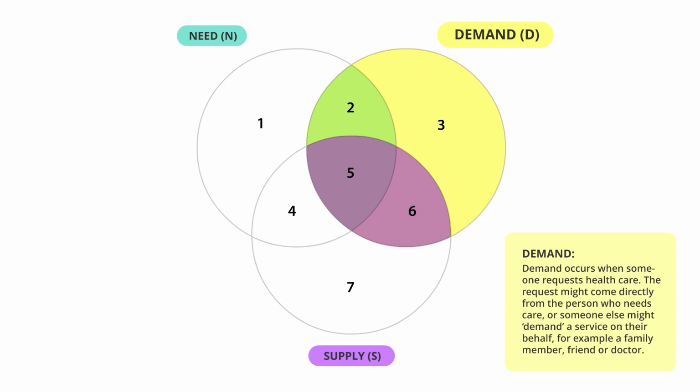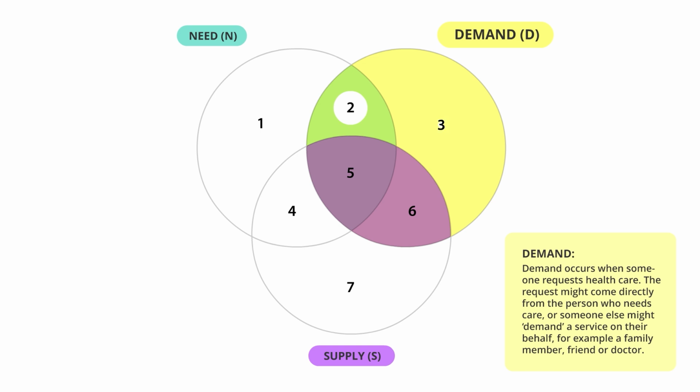Sometimes demand is met by supply, as depicted by areas 5 and 6. Area 5 also overlaps with need, so care is appropriate, and may also be good value for money. In Area 6, however, there is no overlap with need. The patient is receiving care they do not need. An example might be a person stuck in hospital who is ready to leave, but is still waiting to be discharged.